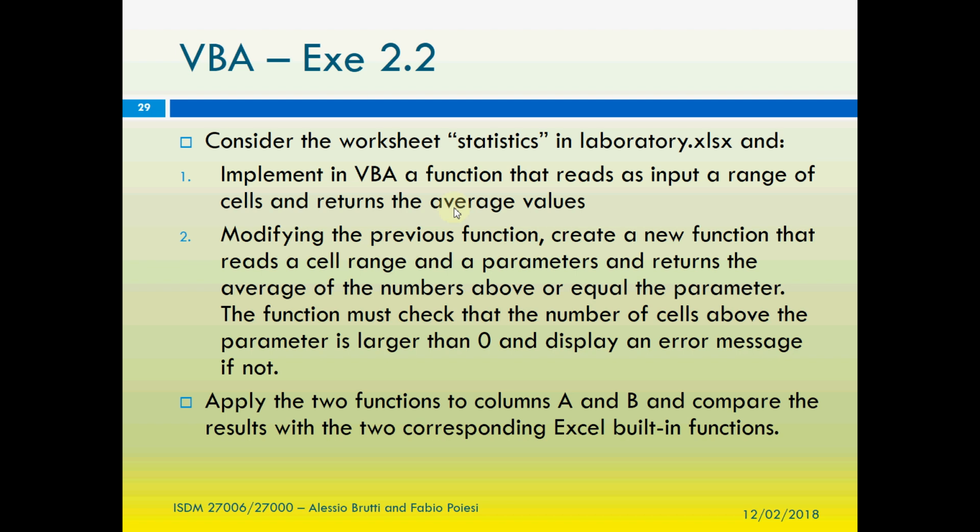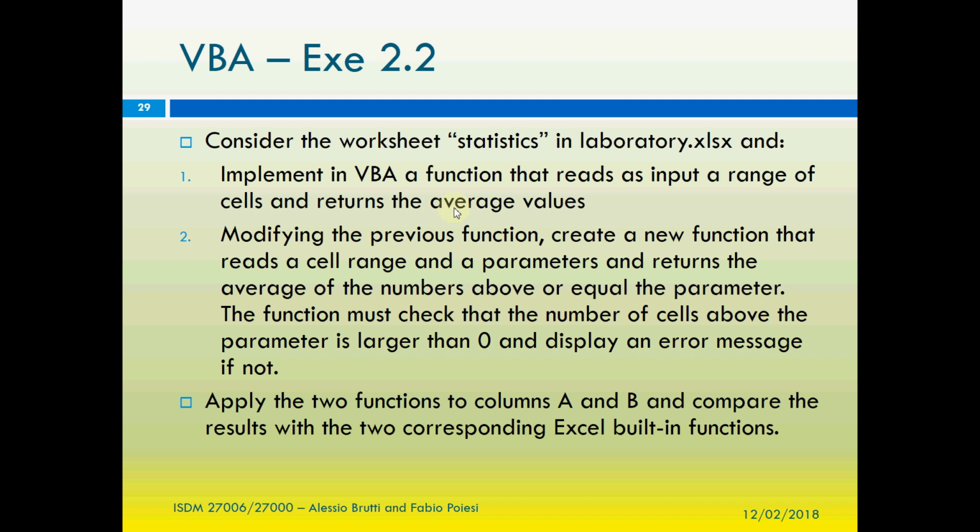Then we have to modify the previous function in order to create a new one that reads again a range of cells plus a parameter and returns the average of the numbers above or equal to the parameter. Also, the function must check that the number of cells above the parameter is larger than 0 and display an error message if not. This is basically equivalent to the AVERAGEIF function where the condition is larger than a given value. So we want to apply the two functions to columns A and B of the worksheet statistics and compare the results with the two corresponding built-in functions.